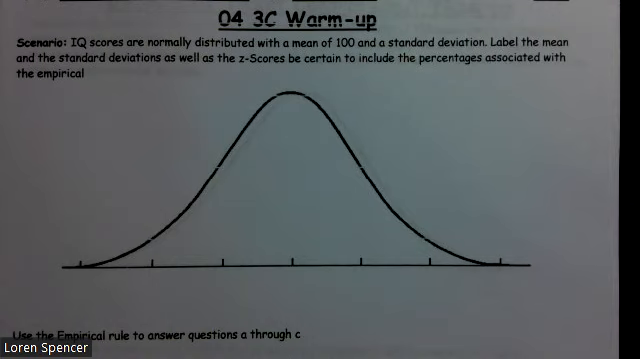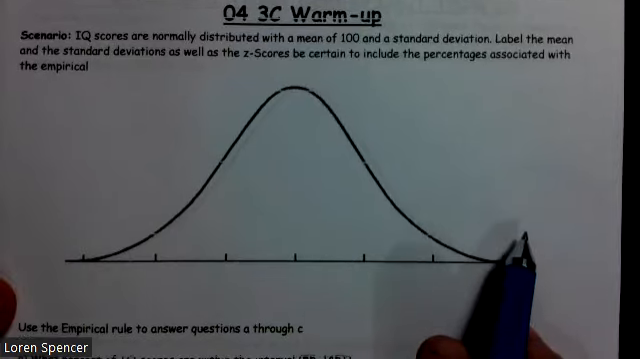And today we're going to review the empirical rule and also take a look at central limit theorem in a warm up and an exit ticket. The exit ticket will have the central limit theorem. So IQ scores are normally distributed with a mean of 100 and a standard deviation. Label the mean and standard deviation as well as the z-scores. Be certain to include the percentages associated with the empirical rule. So let's start off with our z-scores.